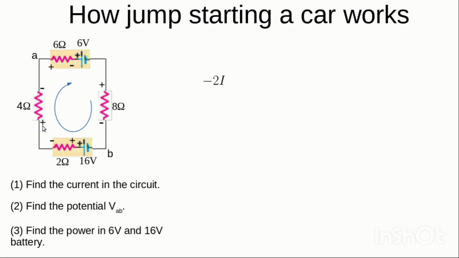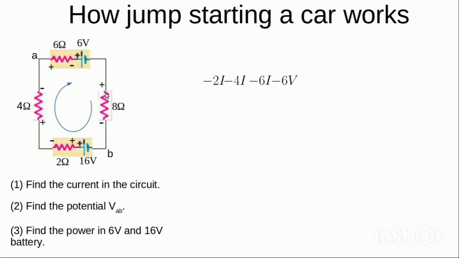Then followed by this. Since we are moving from positive to negative, everything ends at negative. So it becomes minus 4 times the current flowing through it, so we have minus 4I, then followed by minus 6 volts. Since we are moving from positive to negative, it becomes minus 6 volts.